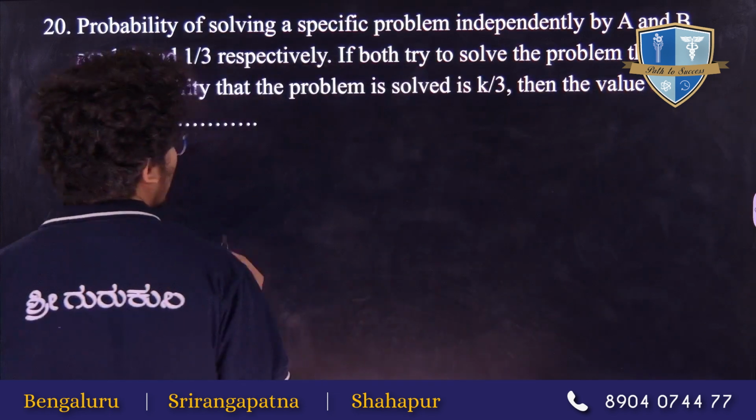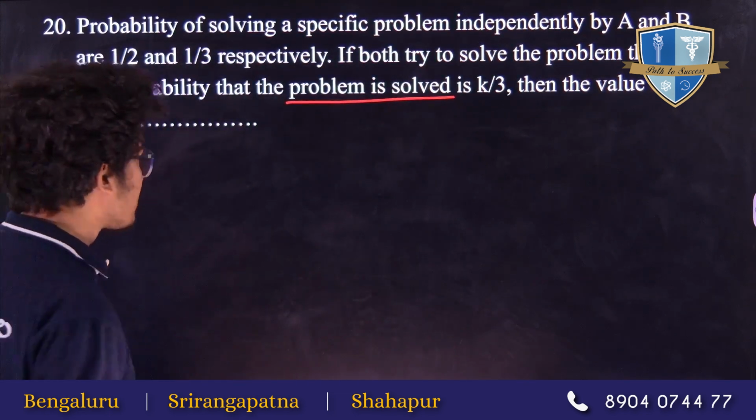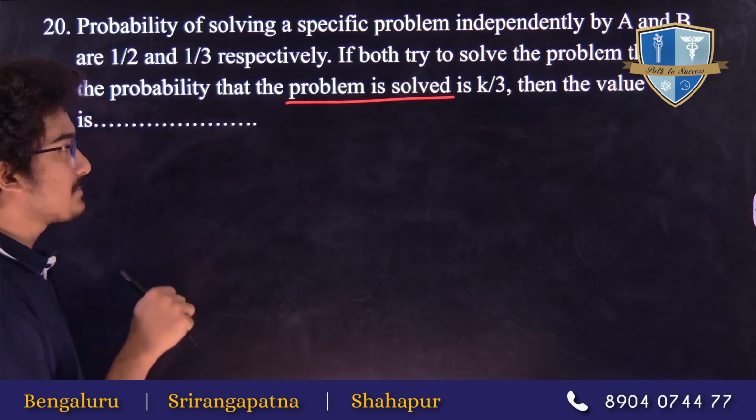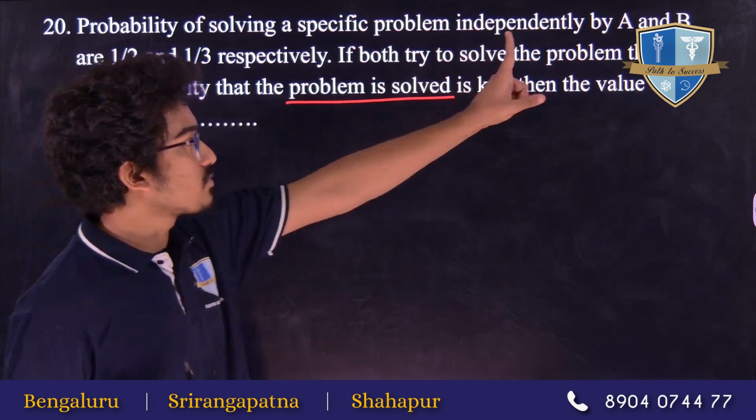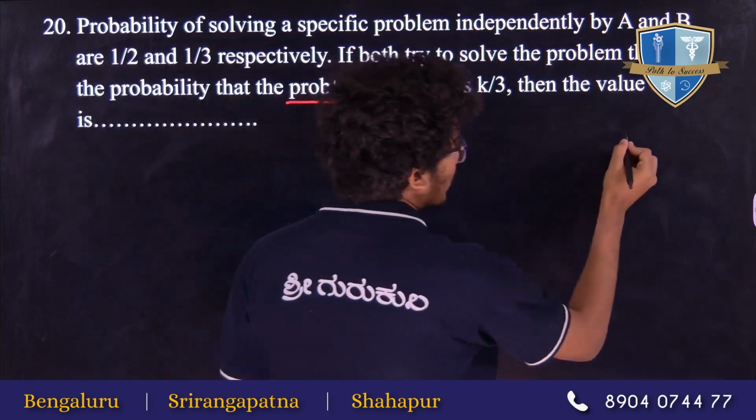So important condition here is problem has been solved. So we have a problem and that has been solved. So probability of problem has been solved. Problem can either be solved by A or B or both of them. So these are the three cases we have. Let's write all the cases.